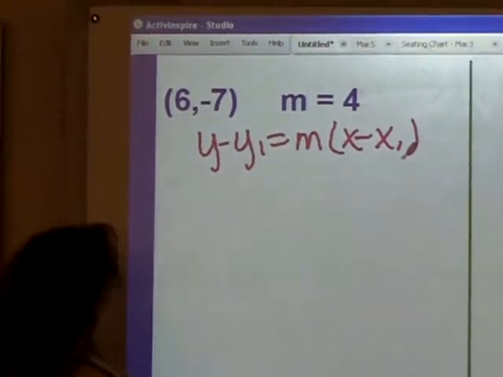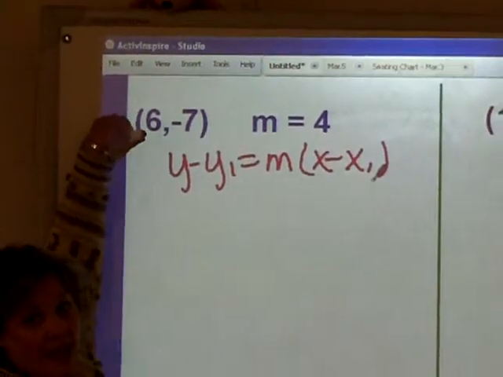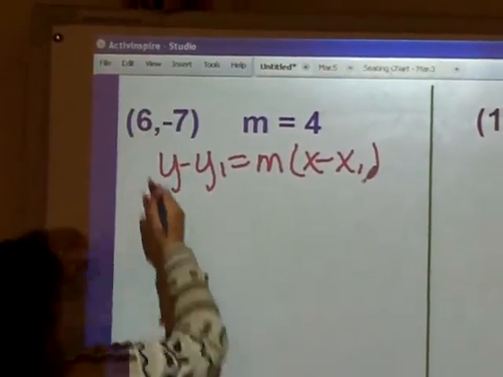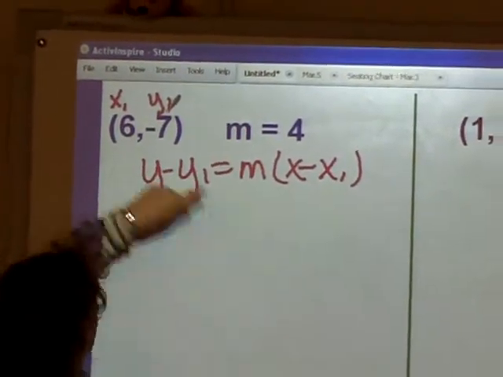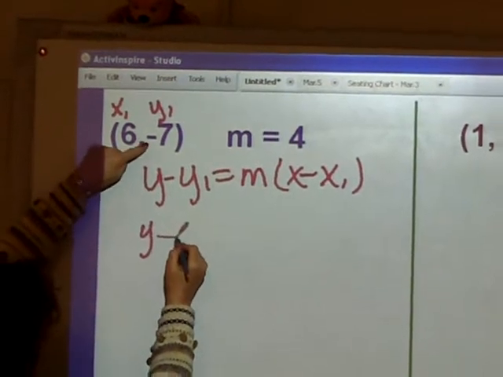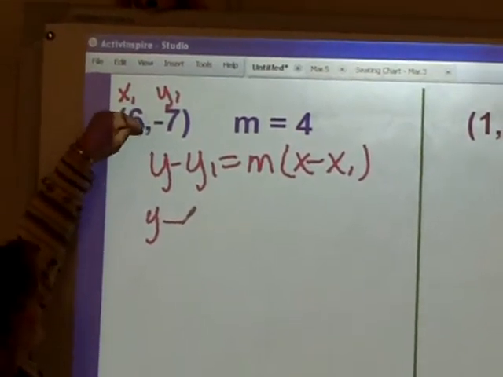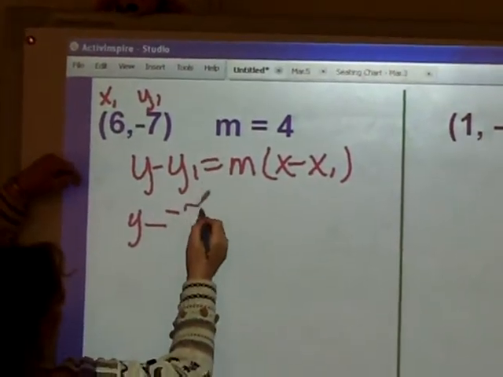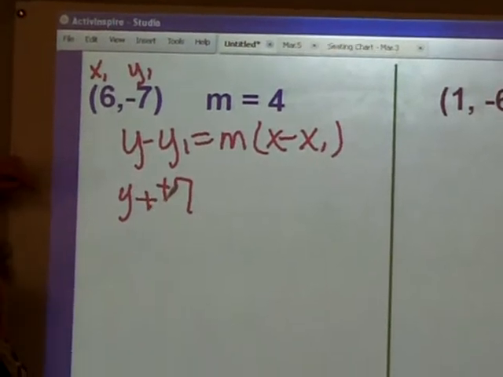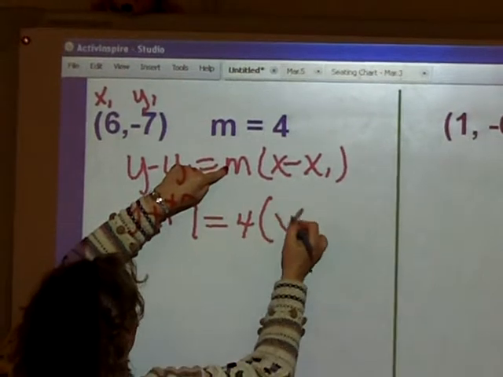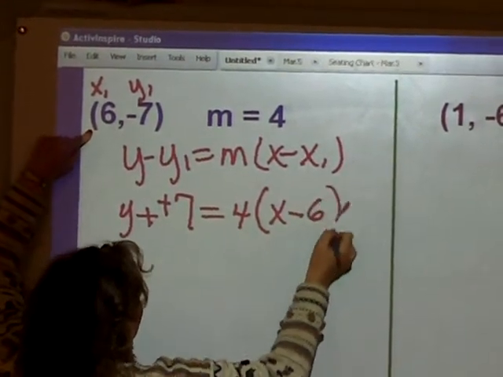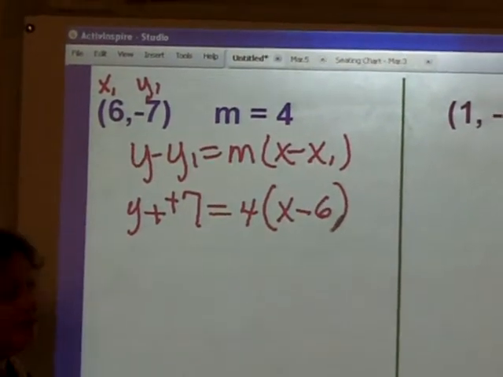All right. And now let's plug in these numbers. Label your ordered pairs so you don't get mixed up. This is x, so that will be y. So there's our m. Y minus, okay, everybody, subtracting a negative 7, remember, just becomes plus. All right. Plug in the 4 here. X minus 6. Okay. Oh, we are far away from the standard form.